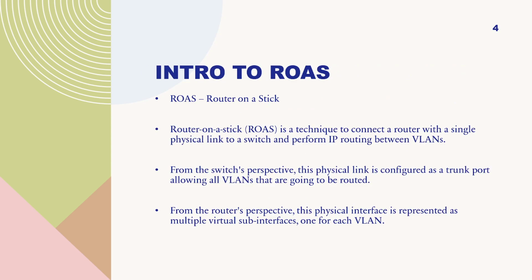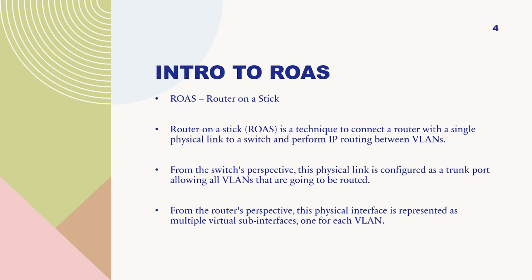Introduction to ROAS, router on a stick. ROAS stands for router on a stick. It's a technique to connect a router with a single physical link to a switch and perform IP routing between VLANs. From a switch's perspective, the link between the router and the switch is trunked to carry all VLANs through. And from the router's perspective, we use another technology called subinterfaces, one subinterface per VLAN. And I'm going to show how to set up a router on a stick.